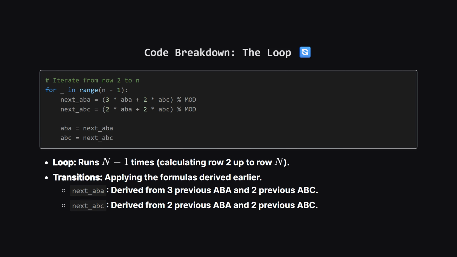We need to calculate the possibilities for row 2, then row 3, all the way up to row n. So we loop n-1 times. Inside the loop, we calculate next ABA and next ABC using the formulas we found earlier. Remember, a new ABA pattern can come from 3 old ABA patterns or 2 old ABC patterns. We apply the modulo at each step to keep the numbers manageable. Finally, we update our current counts to be these new values for the next iteration.